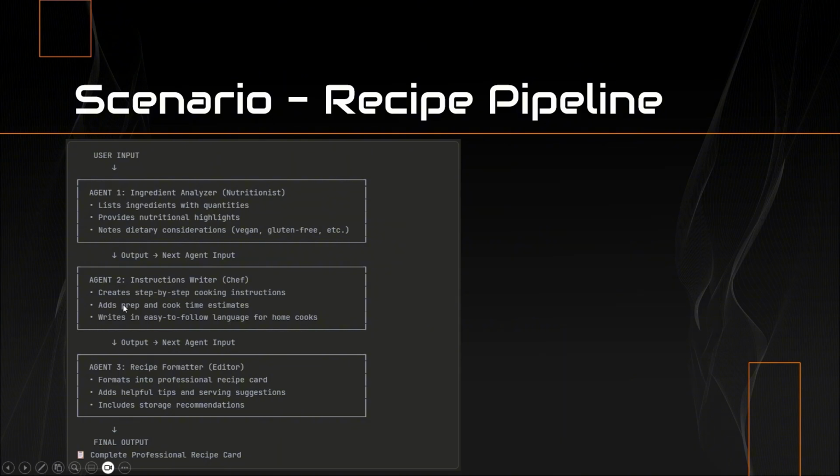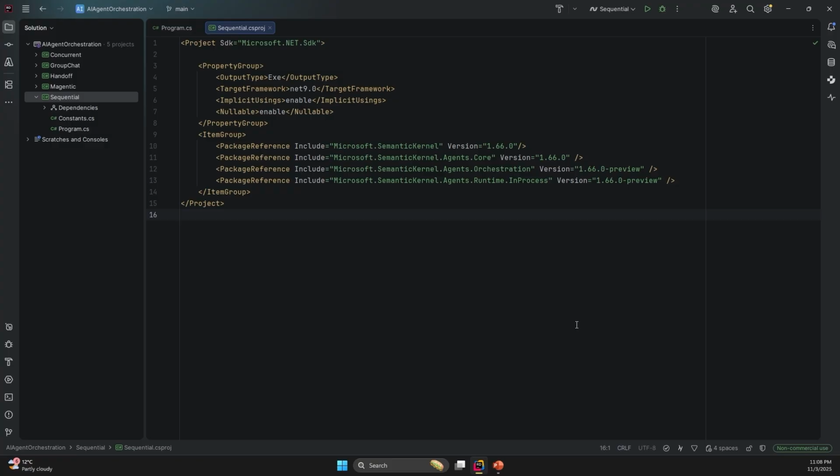And the second one is the instruction writer, a chef. It knows about step-by-step cooking instructions. When I get the result, I pass it to the next agent. This is exactly the meaning of the sequential pattern. And the last one is the recipe formatter, an editor, and it shows me a final recipe in a good format, really understandable. It's time to dive into the code.